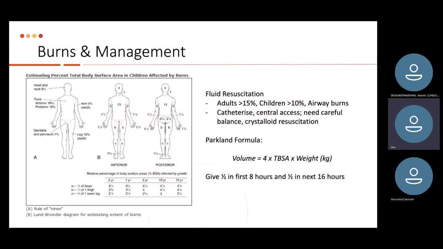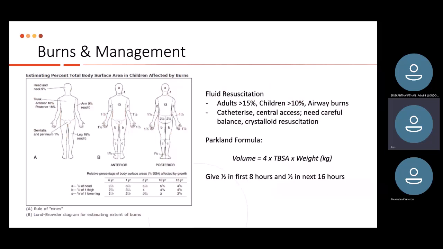Now, in terms of fluid resuscitation, firstly, this only applies when the burns are of a certain extent. So in adults, 15%, children, 10%, and if there's airway burns. This is all because if you lose enough of your skin barrier, you're going to lose fluid, so your fluid loss is going to be higher, and you're basically replacing the fluids that are being lost. And as part of this, you also need to make sure that you're carefully monitoring general input and output. So you need to catheterize the patient and have a really good fluid balance.